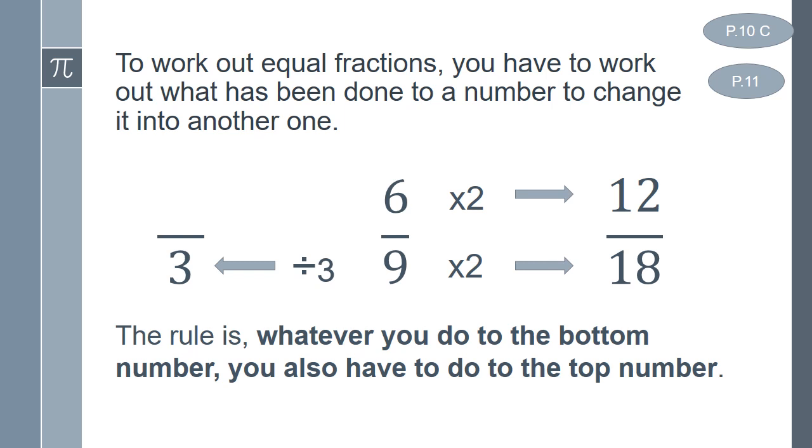So the rule is, whatever you do to the bottom number, you have to do to the top number. So we also have to divide that 6 by 3, and 6 divided by 3 gives us 2. So we can see from this that 6/9 is the same as 12/18, and it's the same as 2/3. Now for page 10C and page 11, you only need to worry about the multiplication side of this, but I have shown you the divide side just because it's a useful thing to know.